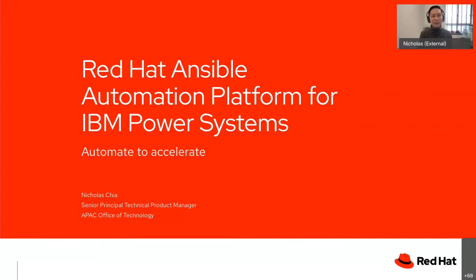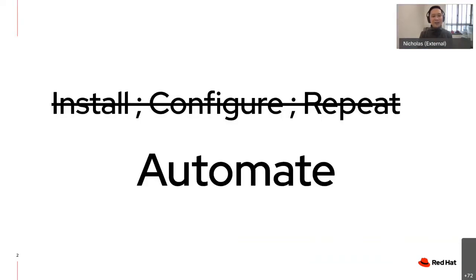Right, today I'll be covering an overview of Red Hat Ansible Automation Platform for IBM Power Systems. I'll be highlighting some key features and use cases for using Ansible for Power Systems automation. Before we dive in, let me talk a little about Ansible automation.